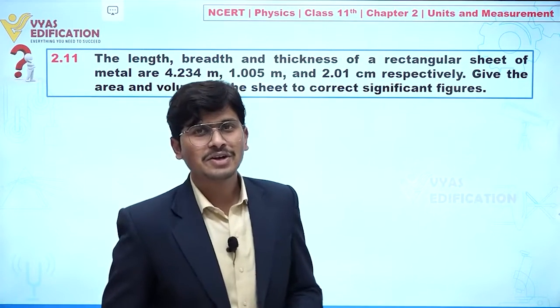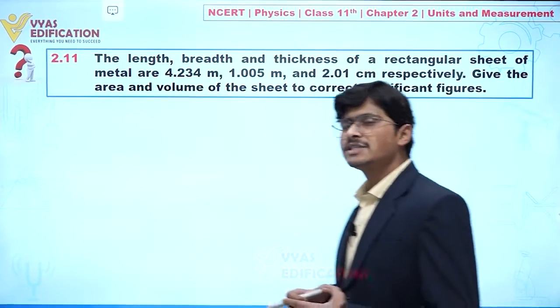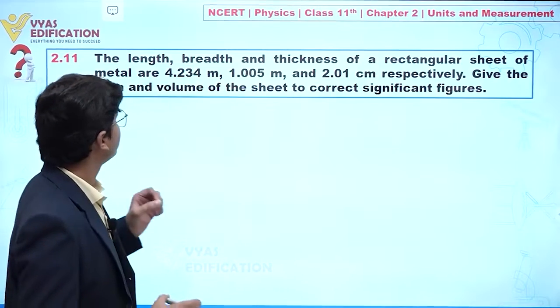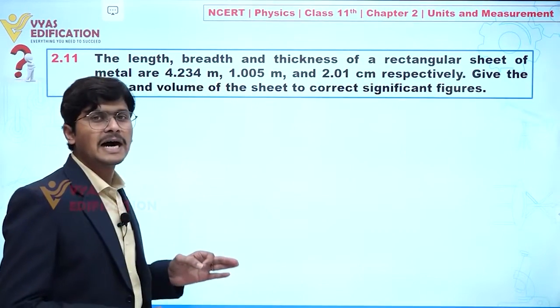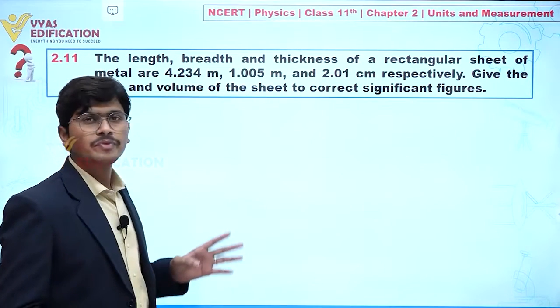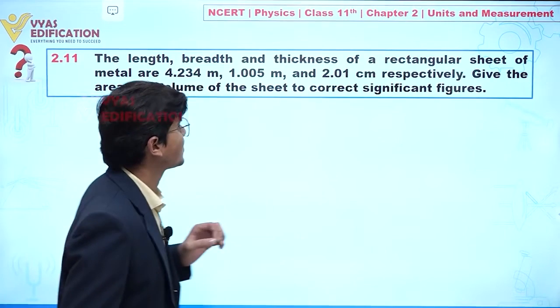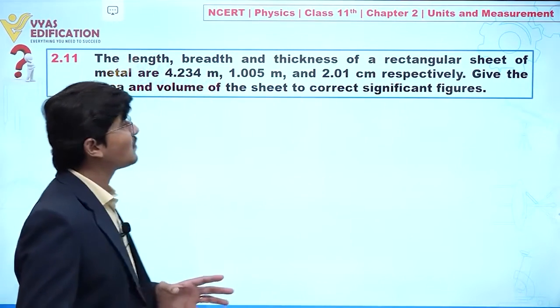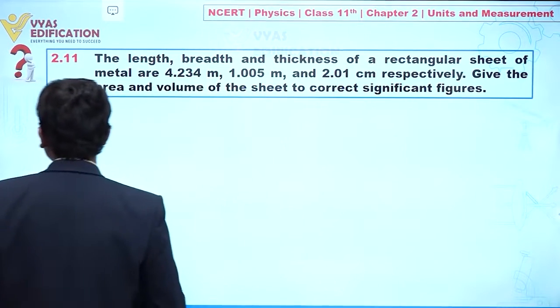Now student, we are going to discuss question number 2.11, and in this question it is given that the length, breadth and thickness of a rectangular sheet of metal are 4.234 meter, 1.005 meter and 2.01 centimeter respectively. Give the area and volume of the sheet to correct significant figures. So now concentrate on the screen.